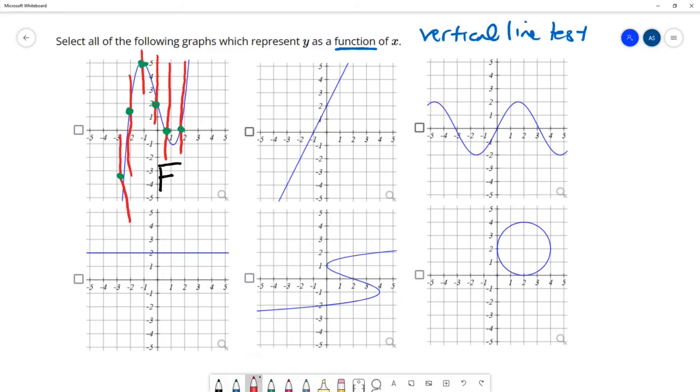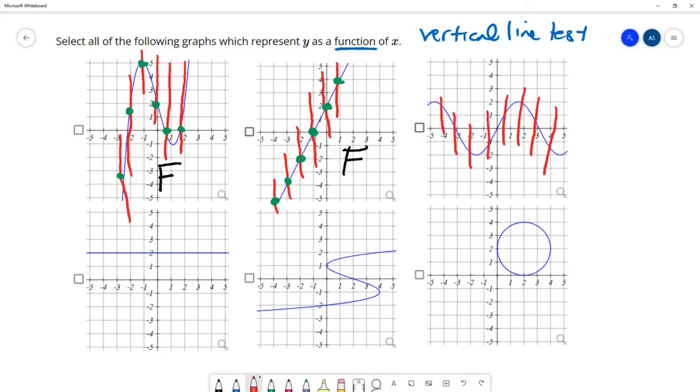So let's do that on the next graph. We'll draw vertical lines, and every single one of these vertical lines crosses the graph in only one place. That means that every x has one y, and this graph is also a function. Okay, let's take a look at the next one. I draw vertical lines. Every vertical line is intersecting the graph in only one place, and that makes this graph a function as well.